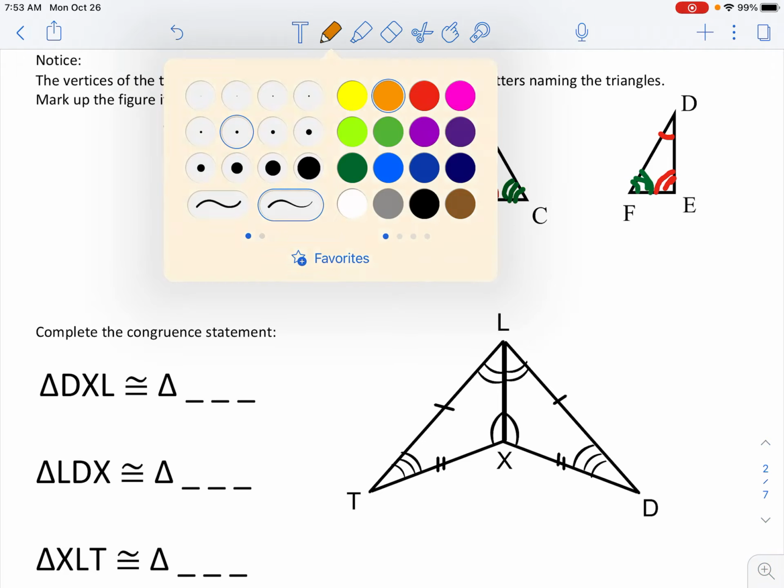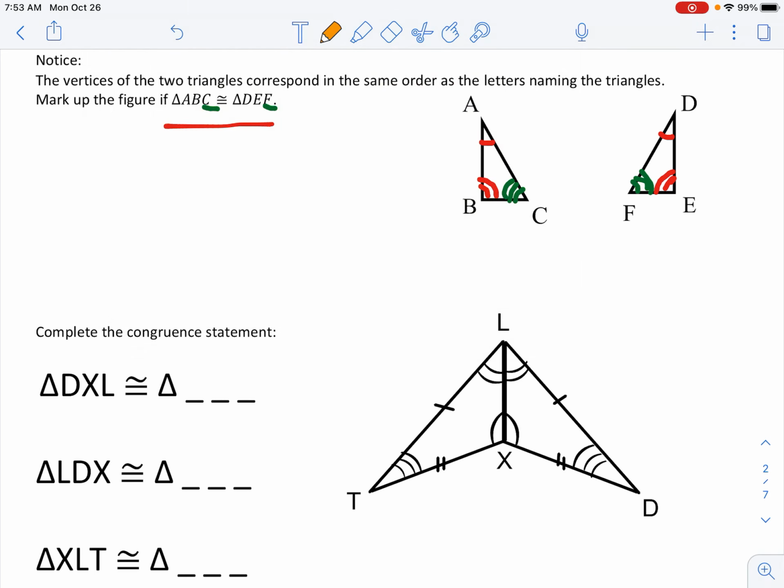Now, when we mark angles, we do curls. When we mark sides, we mark tick marks. AB is the first 2 letters, and DE are the first 2, so they get 1 tick. They're equal to each other.